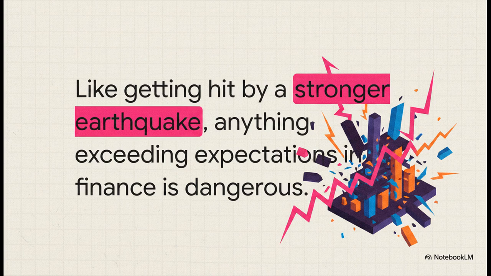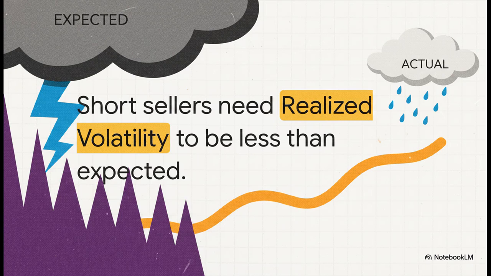When market movements exceed expected parameters, the financial structures that traders build, especially those built by short sellers, begin to collapse. And this brings us to the foundational rule. Short sellers absolutely, desperately need realized volatility to be less than implied volatility, period. If they expected a 20% annualized volatility, they want the actual market reality to come in at 15%. They need the actual day-to-day movement of the market to be quieter, calmer, and smaller than the forecast.